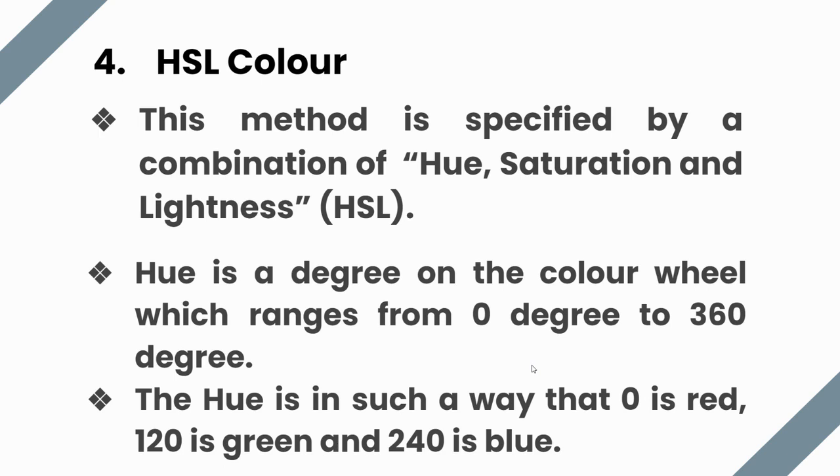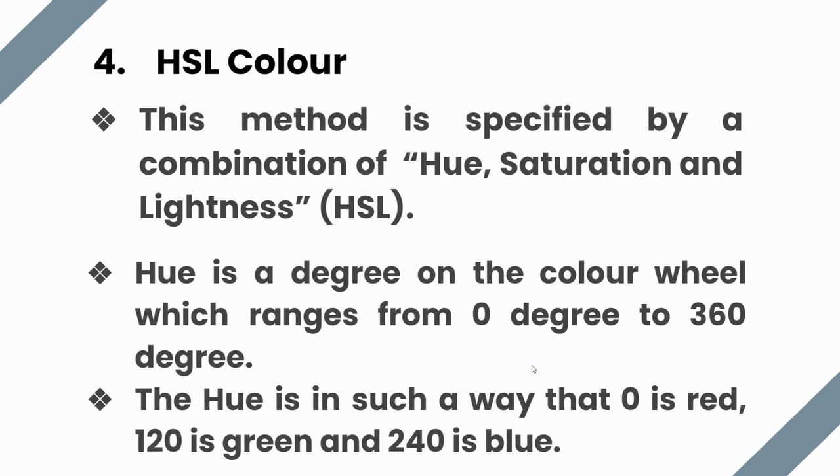So the first parameter we have here is the hue, which is represented by H. The hue is a degree on the color wheel, which ranges from 0 degrees to 360 degrees. So that's what the hue here depicts.